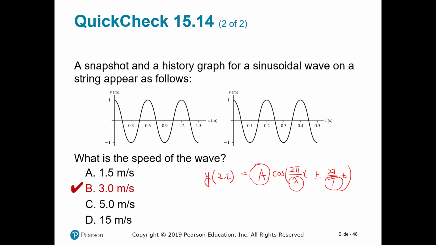And then if you know a specific x or t value, at a given location or at a different time, it collapses to either a history graph or a snapshot graph. And if you know both of them, you can find the height.